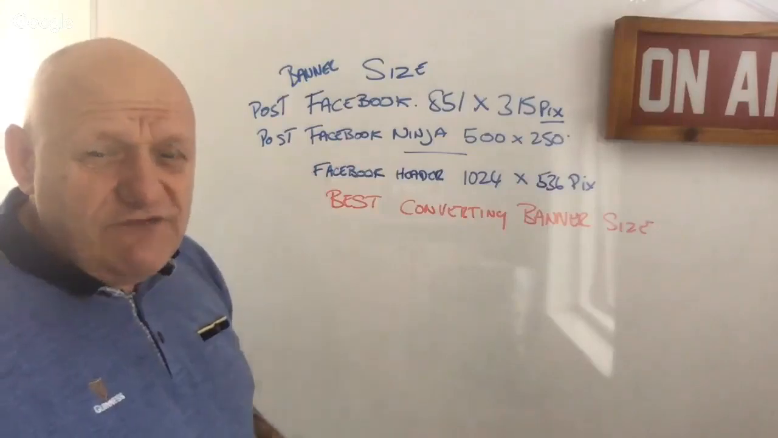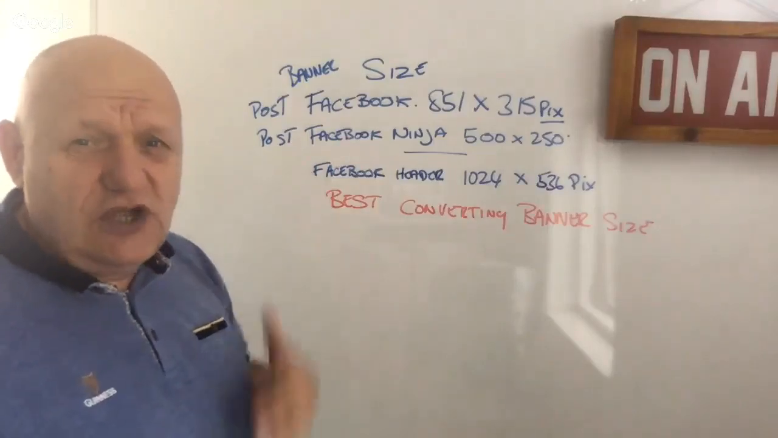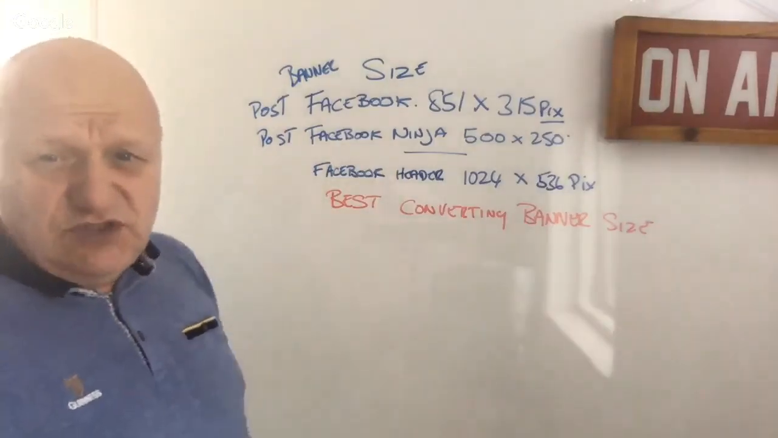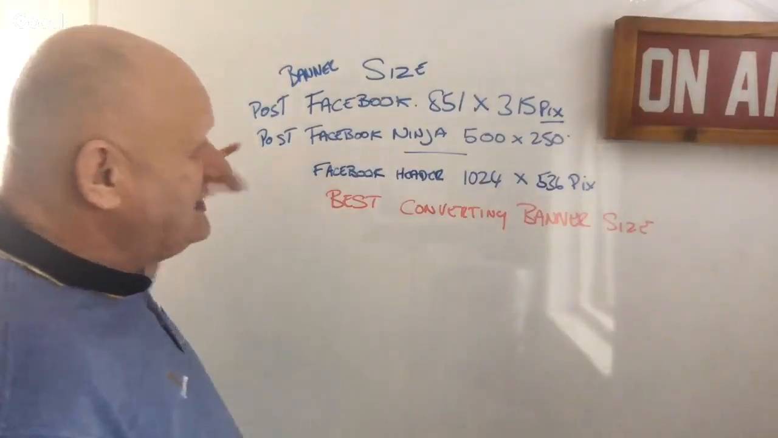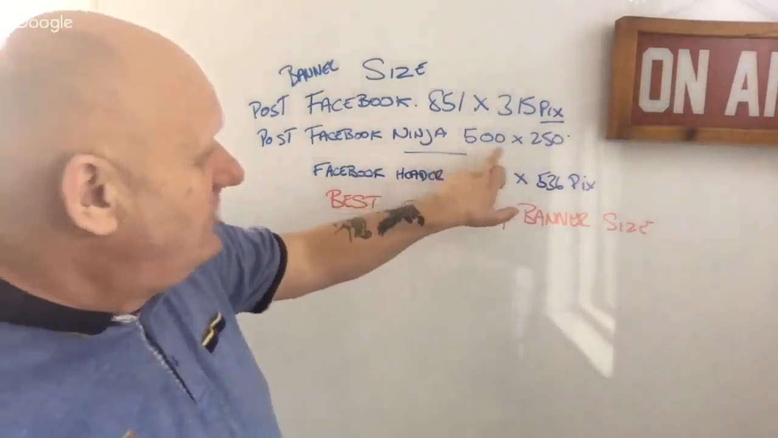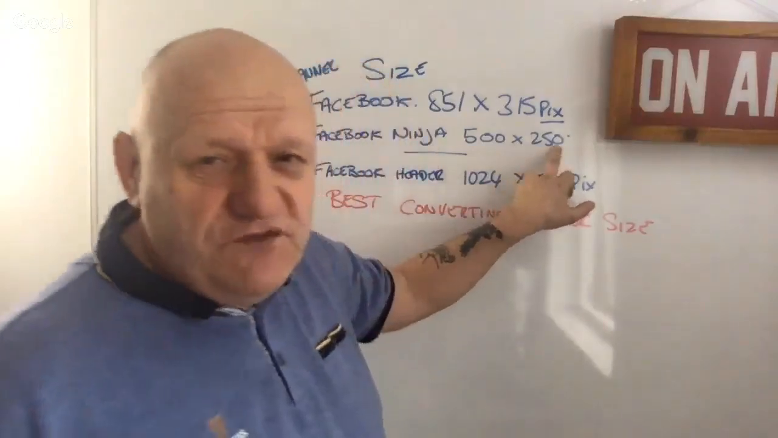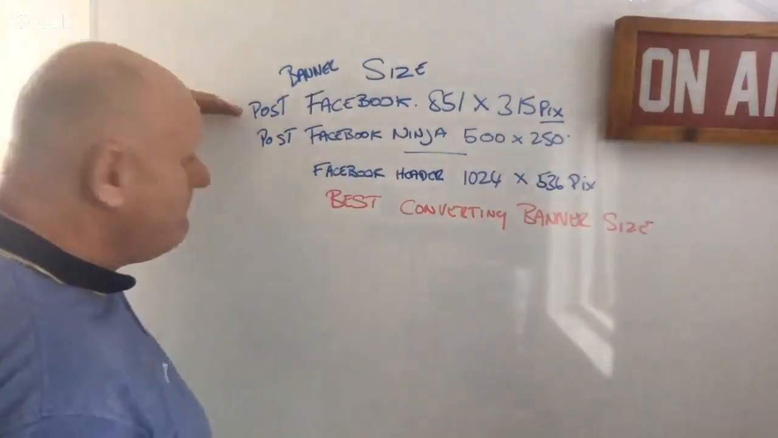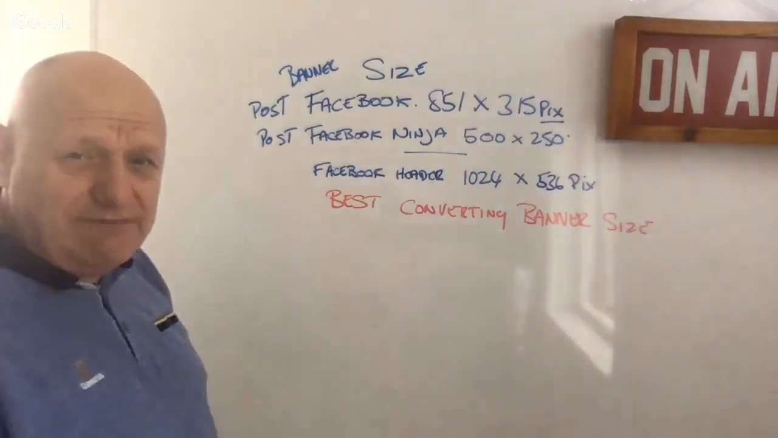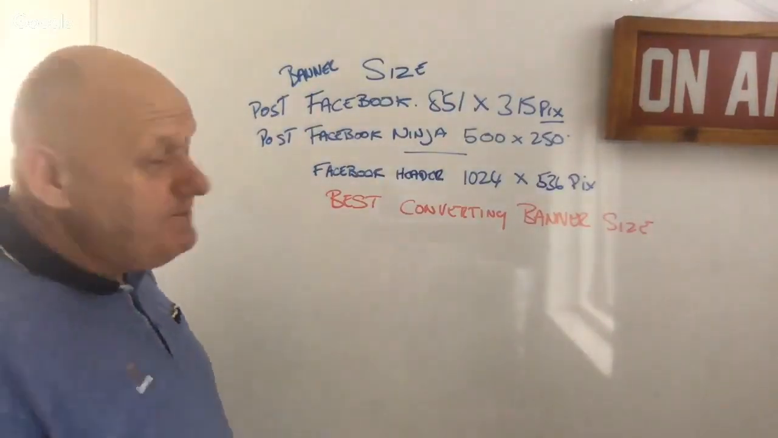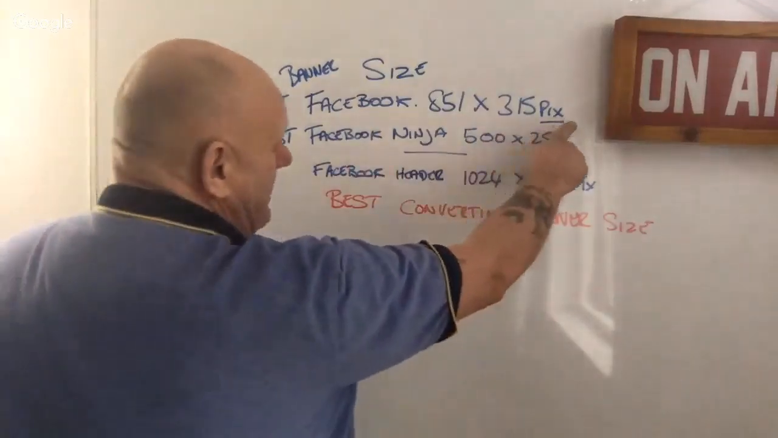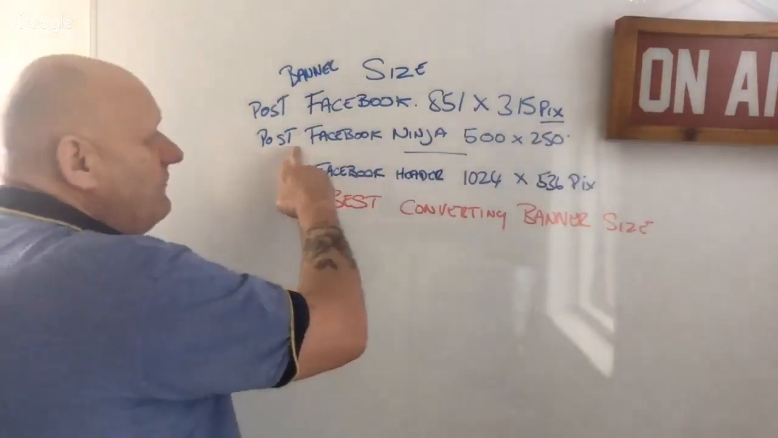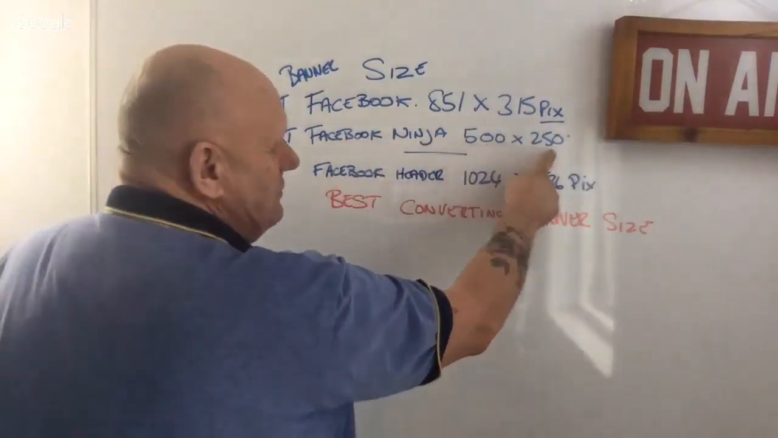Now, if you're a member of Zukul and you're using the Facebook Ninja to make your posts, I make posts every day through the Facebook Ninja. There's a post that goes out every hour to my groups. And the perfect size for that is 500 by 250 pixels. So they're the 2 sizes. If you're making a manual post yourself from your laptop or computer, you want the first size. If you're making it through the Facebook Ninja, you need 500 by 250.